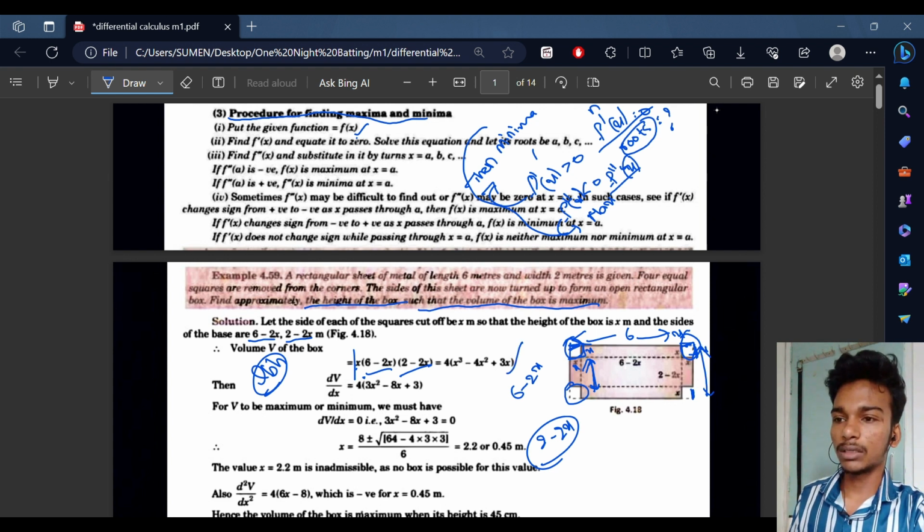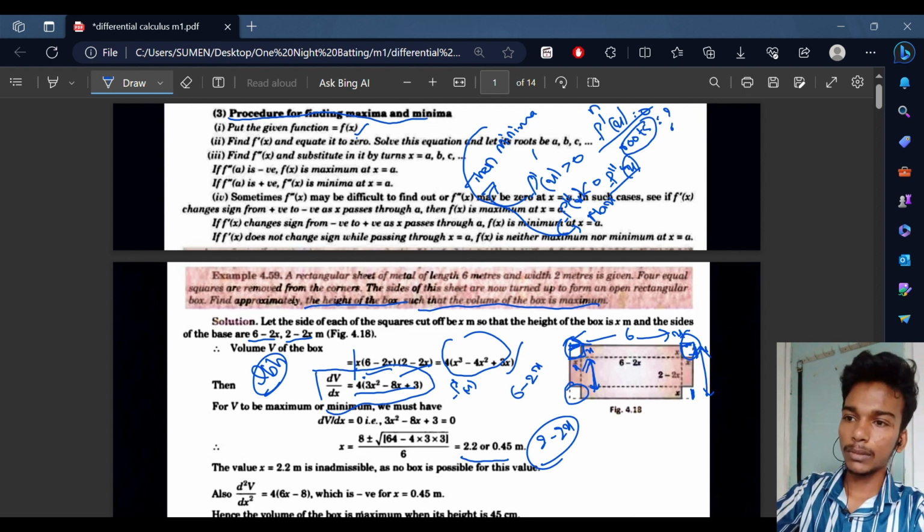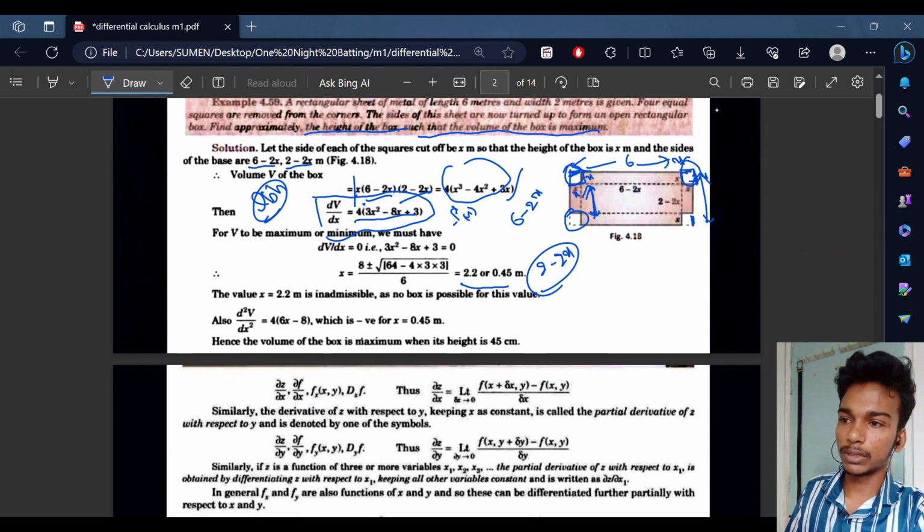Now we are finding dV by dx. I mean, V is our function. Now that we formed our function, we find the differentiation of that function, f dash of x. And we found the f dash of x and we are finding the roots of that function. The roots turned out to be 2.2 and 0.4 meters. Now we are checking f double dash of x, whether it is positive or negative.